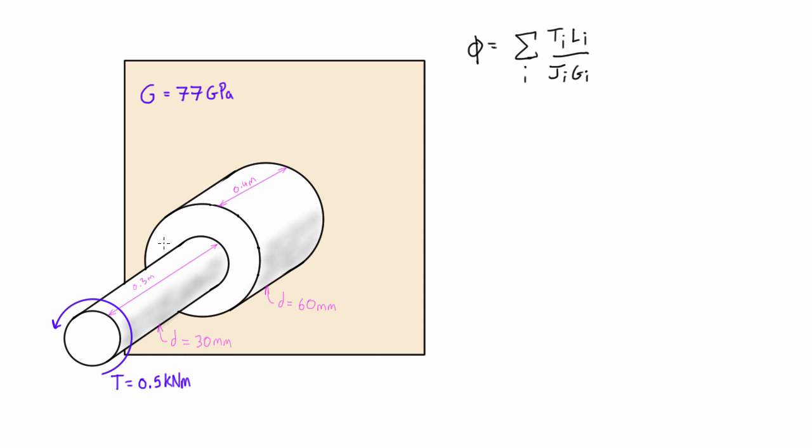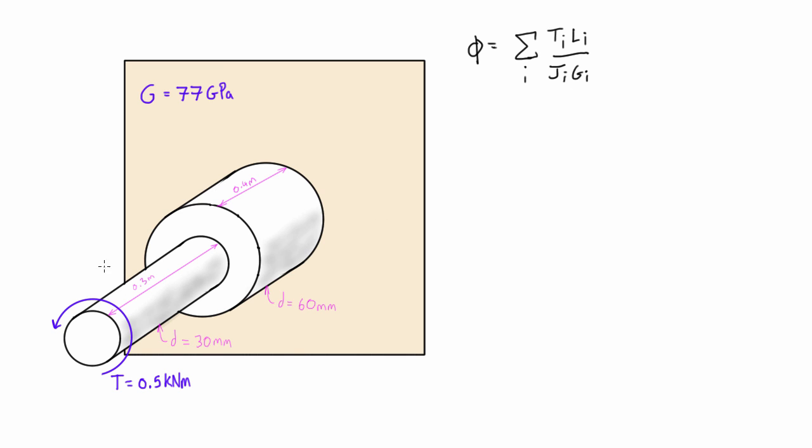So if we look at this, we're saying that this whole thing is going to be made out of steel, so it will have a modulus of rigidity of 77 gigapascals. That's constant throughout. The internal torque is going to be constant throughout. And the thing that's changing here is J, which is each of the cross-sections' polar moments of inertia.